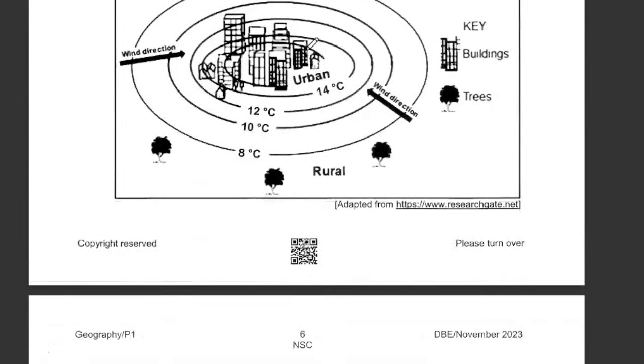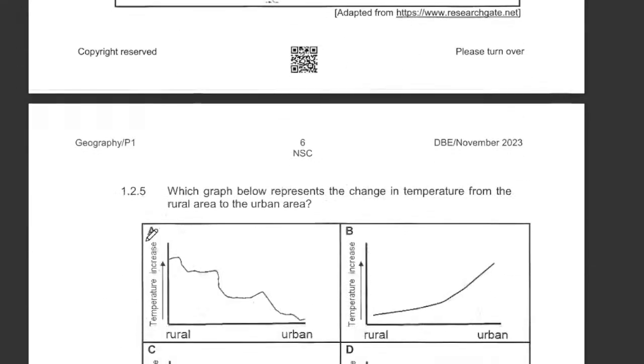Diagram to analyze the urban center. The sea temperature is higher here. The wind directions are towards the CBD. These are buildings and the trees around, which is the rural area. The graph below represents the change in temperature from rural areas to urban areas. Rural areas are colder, urban areas are warm, temperatures increasing. Therefore, this one qualifies to be the answer.